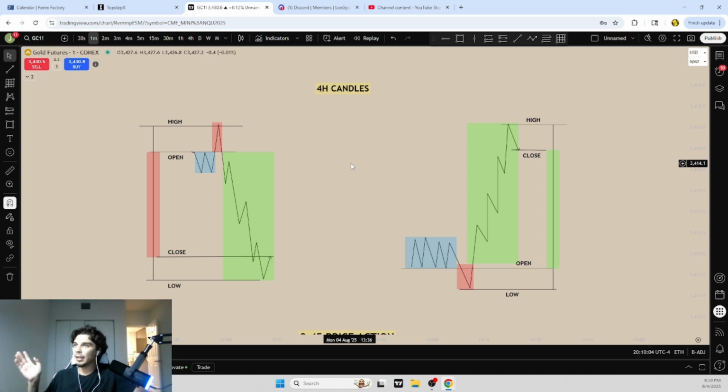Without further ado, let's get into our last drawing. I feel like this isn't really a tough subject to grasp, right? We accumulate, we manipulate, we distribute. Bearish example, we accumulate, we manipulate higher, distribute lower.